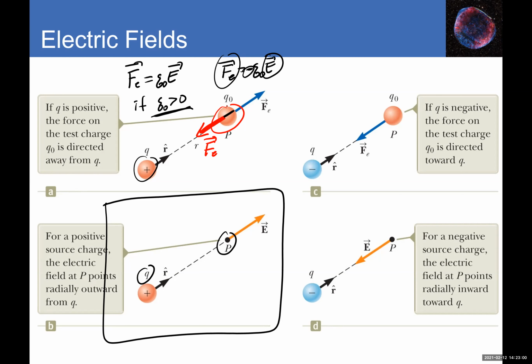So if Q naught is negative, the electric field and force have opposite directions. Here again, if Q is negative, the force on the test charge Q naught is directed toward Q. For example, say the electric field is in this direction. If I bring a positive test charge, it is going to have a force acting on it in the direction of the electric field. And if it's a negative test charge, the force is in the opposite direction of the electric field.